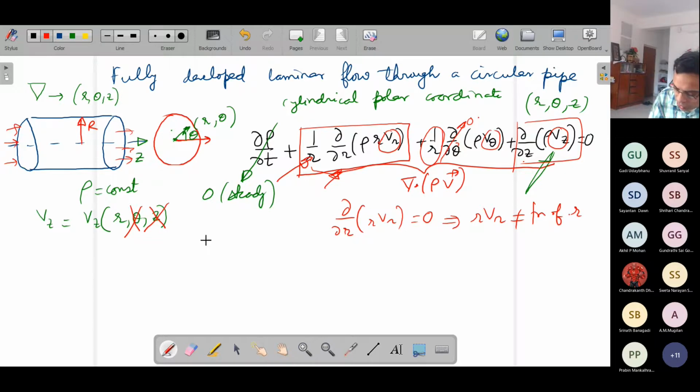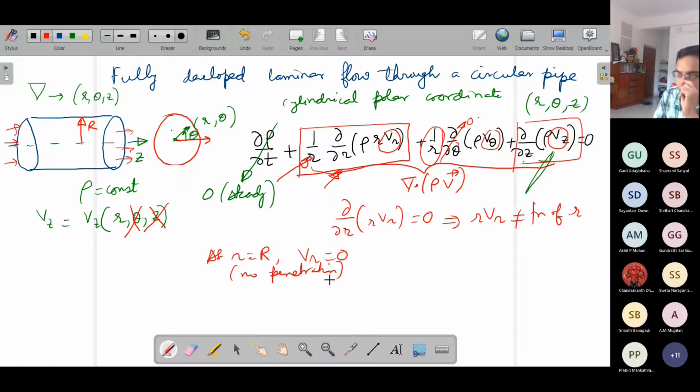So now we know that at small r equal to capital R, you have Vr equal to 0, right? At small r equal to capital R, that is at the wall of the pipe, the radial velocity is 0. It has nothing to do with no slip. It has something to do with no penetration. That means the fluid cannot penetrate through the wall of the pipe. So at the wall, small r equal to capital R, you have the radial velocity equal to 0.